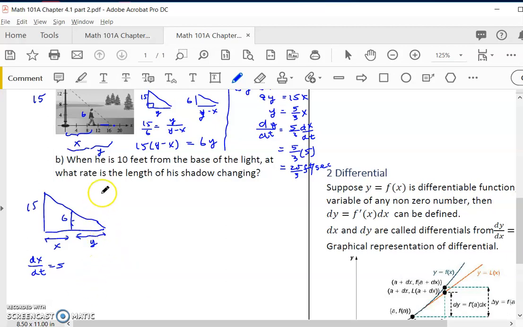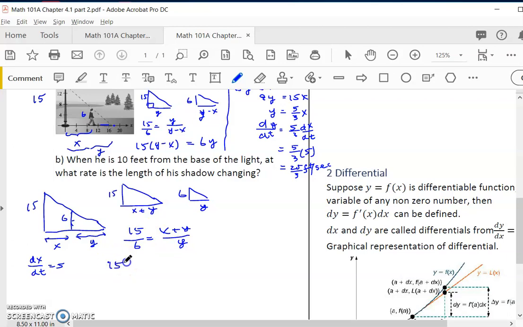Now all of a sudden we have two triangles that are similar. One is 15 and x plus y. In this particular case, y is something else. It's the length of the shadow. In the previous one, y is how far away the tip of the shadow is from the lamppost. And then we have a 6 and y. So again, use similar triangles: 15 over 6 is equal to x plus y over y.